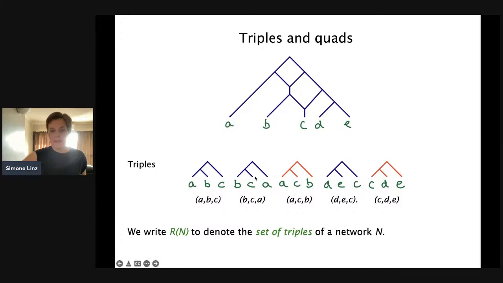Similarly, BC|A is also displayed by the network. For trees, we had the situation that for any 3 leaves, there's exactly 1 triplet displayed by the tree. Here we can actually have a situation where we look at 3 leaves and all 3 triplets are displayed by the network. A triplet, however, that is not displayed by the network is AC|B. To denote the set of all triplets of a network, I now use R(N). For a tree, we used R(T). So for a network, we use R(N).